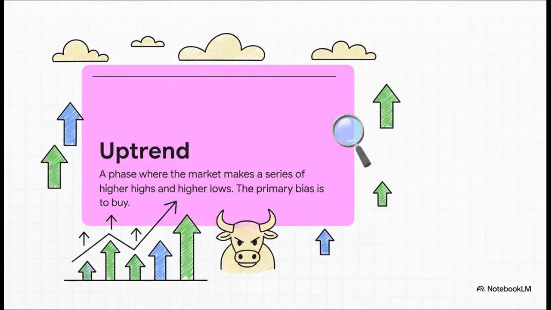So first up, we've got the uptrend. And the rule here is incredibly simple. Price is just making a series of higher peaks, which we call higher highs, and higher valleys, which we call higher lows. As long as that pattern continues, the story is bullish. It's optimistic, and your bias should be to buy.